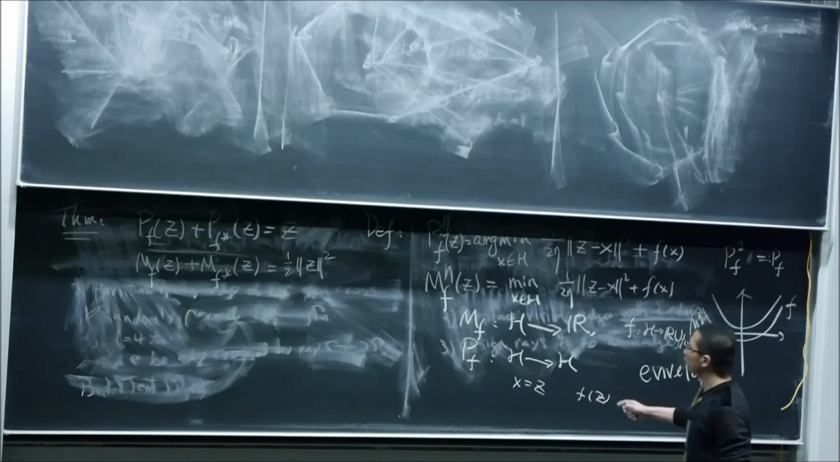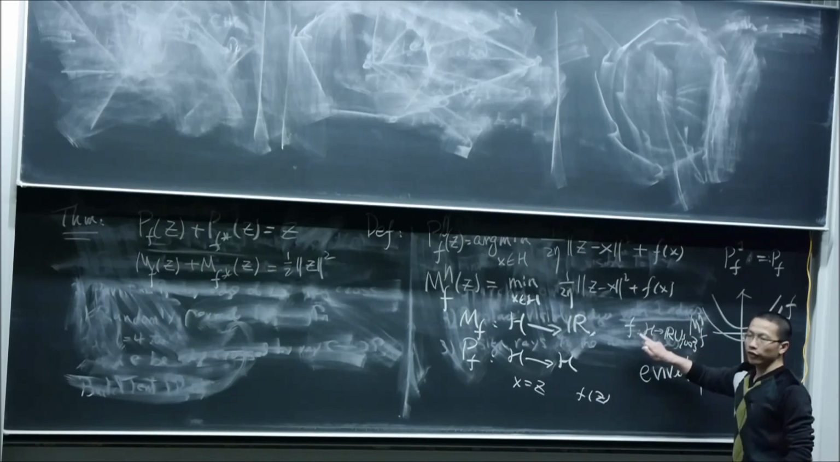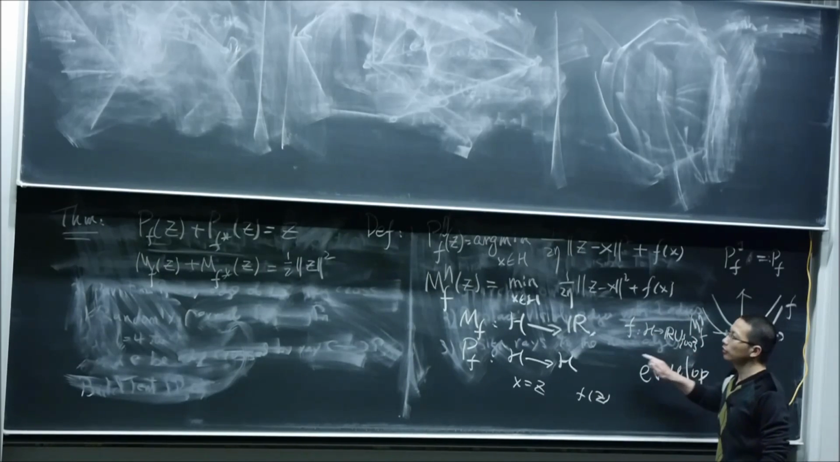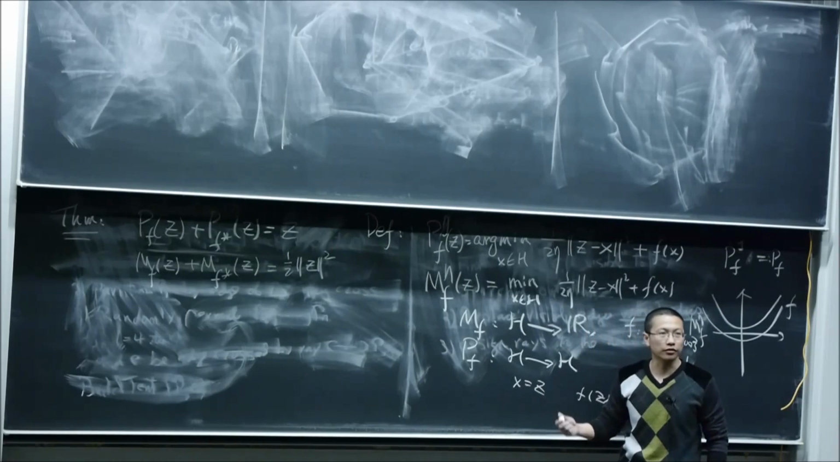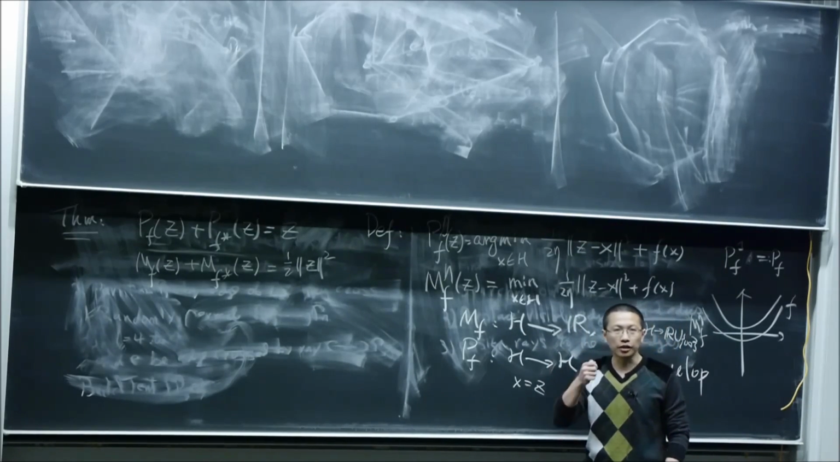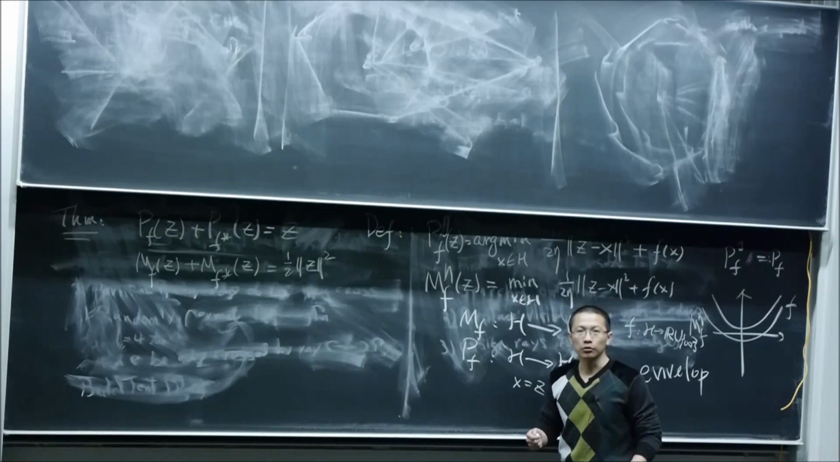And already you can see, if you have a function f that can take infinite values, m f will not. Generally, it only takes a finite value. So this is some form of a smoothing effect, which you will see later.